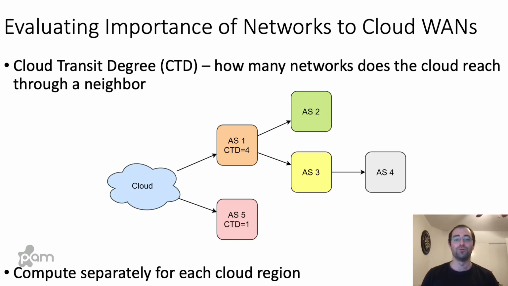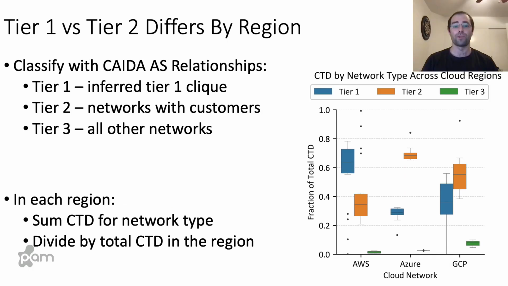Next, we computed what we called the cloud transit degree for each cloud neighbor network. The cloud transit degree is essentially a count of how many networks the cloud reaches through a specific neighbor. So in the example, the cloud reaches 4 networks through AS1, giving it a degree of 4. And while the cloud only hands off traffic to AS5 when the destination is in AS5, so it has a cloud transit degree of 1. And we computed this metric separately for each region, so essentially we computed it separately for each virtual machine.